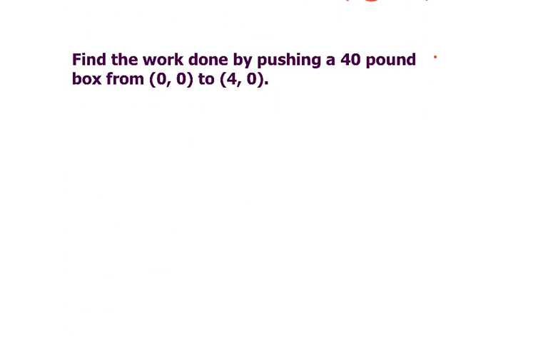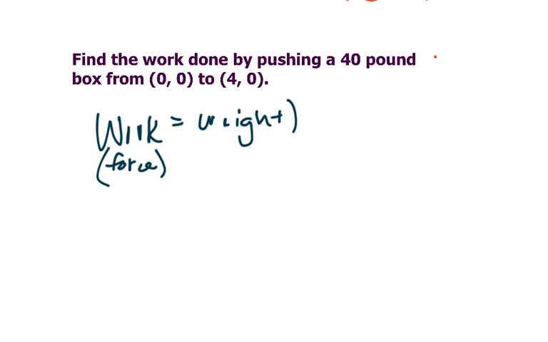So we're going to find the work done by pushing a 40-pound box from point (0,0) to (4,0), meaning that it is going across. So of course there's friction and all that good stuff involved. But right now, to find our work, or our force, that's needed to do this, we're going to take the weight, multiply it by cosine of the angle of where the work is happening, and then the distance.